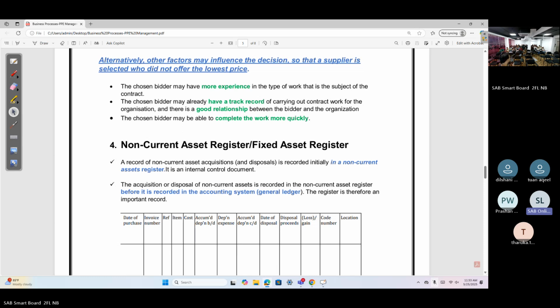Now we purchase the item. After purchasing the item, the first activity is to record it in the FAR, which is called the fixed asset register or non-current asset register. Both are the same. The record of non-current asset acquisitions and disposals. Not only acquisition, disposal we also have to record there. Simply said, non-current asset movements, disposals and additions are recorded initially in a non-current asset register.